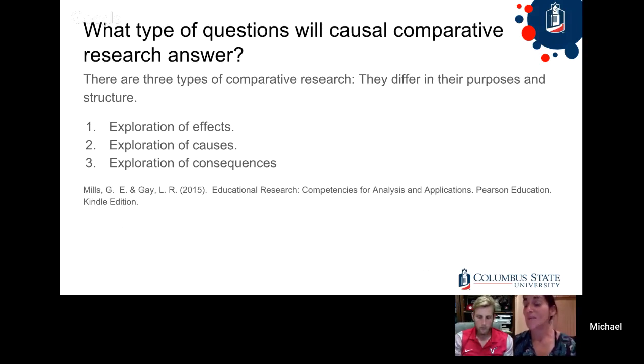The second type, exploration of causes, studies the independent variable. A question a researcher may ask is, what variable causes people to want to be in a sorority? Finally, the third type, exploration of consequences, studies the dependent variable of an intervention. An example research question is, how do students who are homeschooled react to bullying?